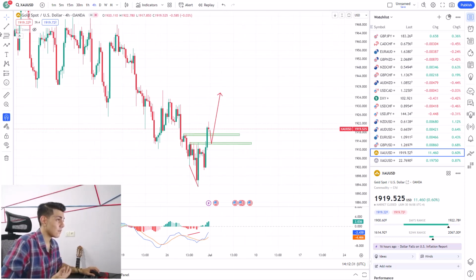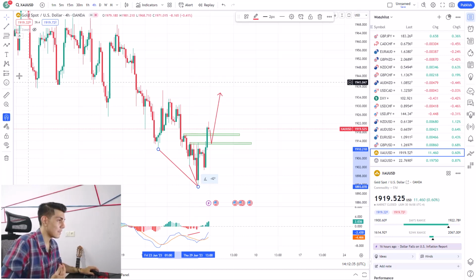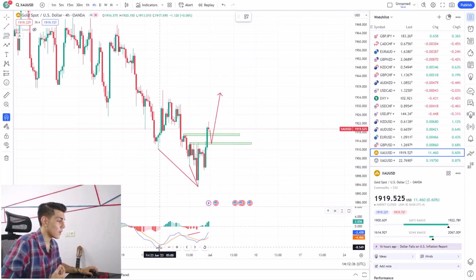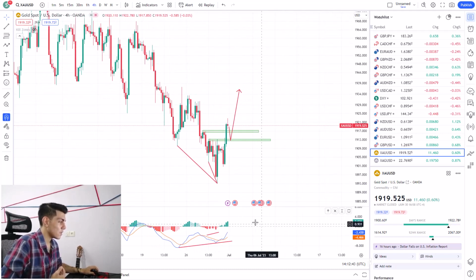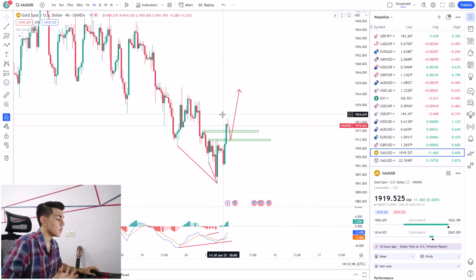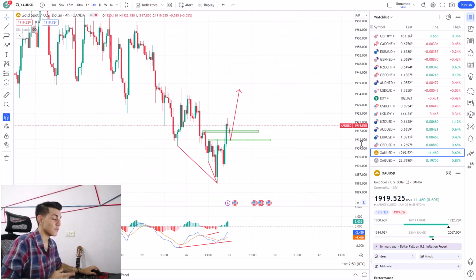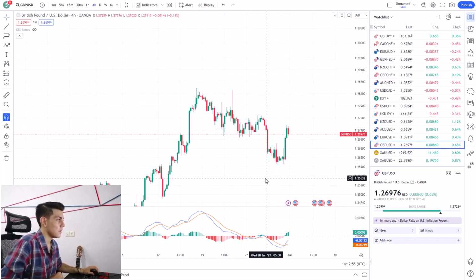And once again, in the 4-hour time frame, we have the confirmation of MACD as we had it on 1 hour. So we have a bullish divergence, which actually helps the bullish momentum in the market of XAUUSD. And that's it for XAUUSD. Let's head to another one, for example, GBPUSD.